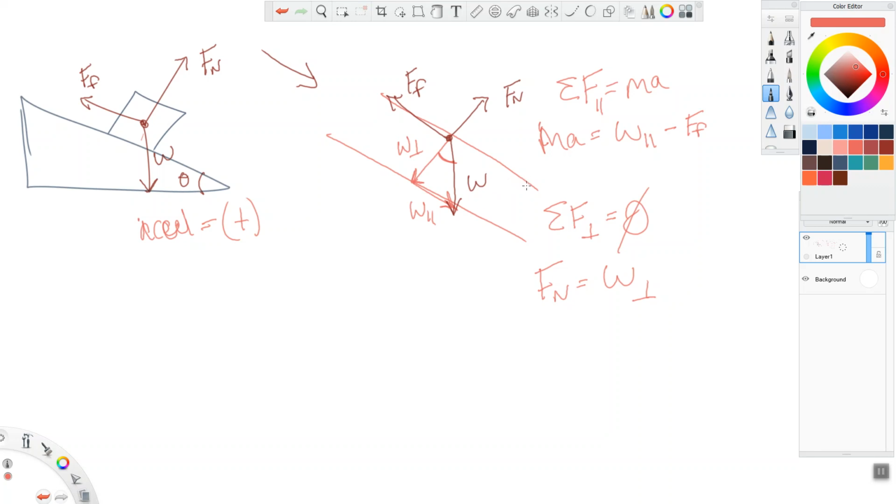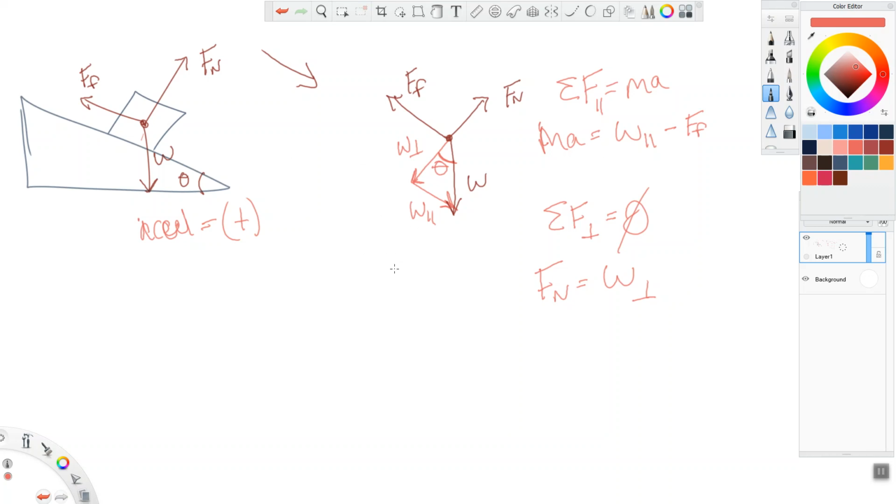Let me see if I can get this right. Oh, nope, it's not working out quite right. So we're going to bail on that, and we're just going to say that this angle theta is equal to that angle theta. I have a little bit of a hard time drawing on this thing. We're just going to call that inexperience, and then we're going to keep moving forward.